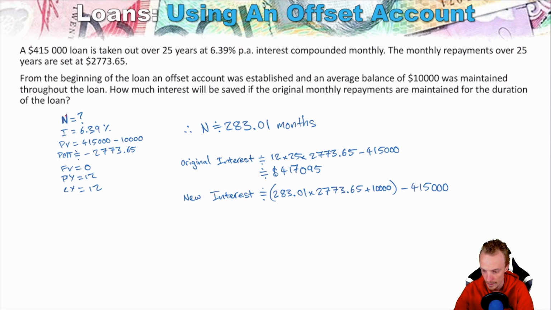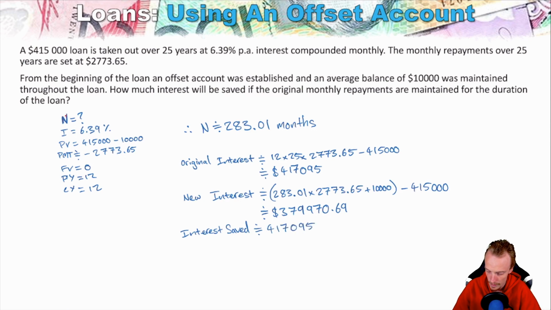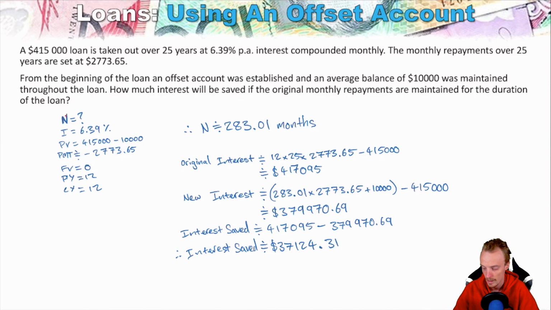That's $415,000, not $10,000. Make sure we put it into our calculator correctly. So the new interest is approximately $379,970.69. So now if I want to know the interest saved, it's going to be the difference. So it's going to be approximately $417,095. Subtract away the $379,970.69. So therefore the interest saved is going to be approximately $37,124.31.